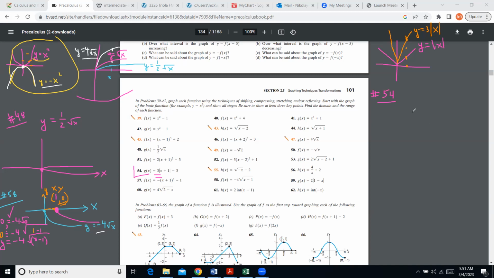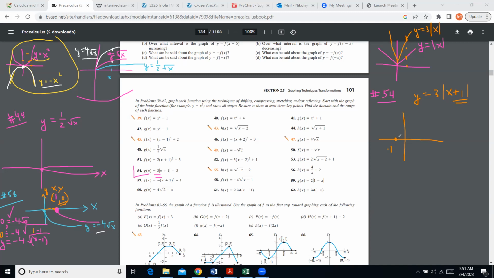And then in exercise 54, I need to do a few transformations to this 3 times absolute value function. The first transformation I can say is in the absolute value, I need to add 1, which means the graph goes 1 unit to the left, just like we saw in the previous exercises, right?